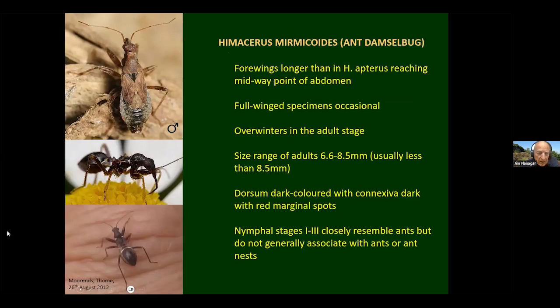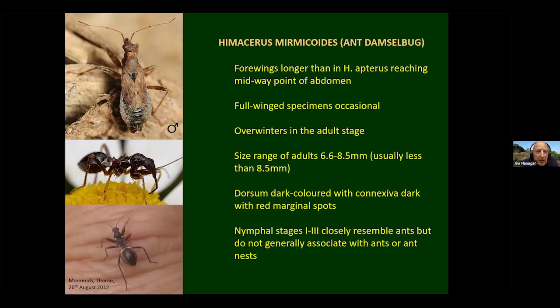So with the dam's bug, the forewings are longer than in the tree damsel bug, reaching about the midway point of the abdomen, as you can see on that top photograph of the male. We do have occasional full wing specimens.